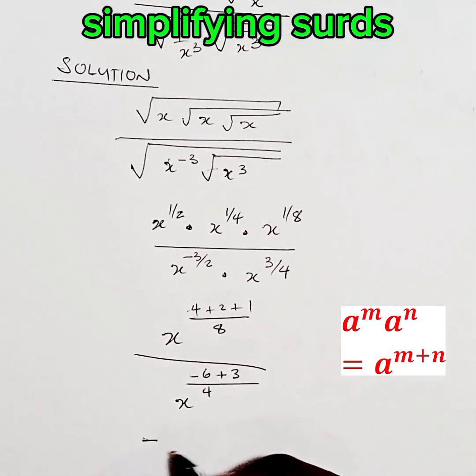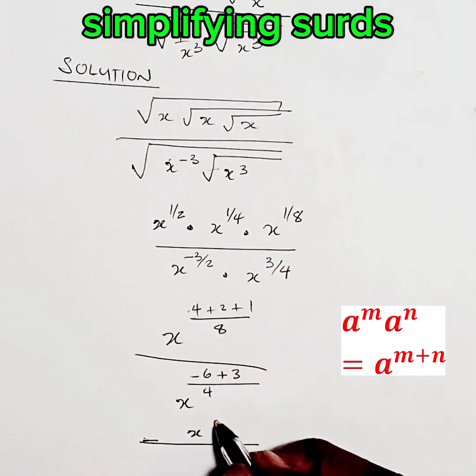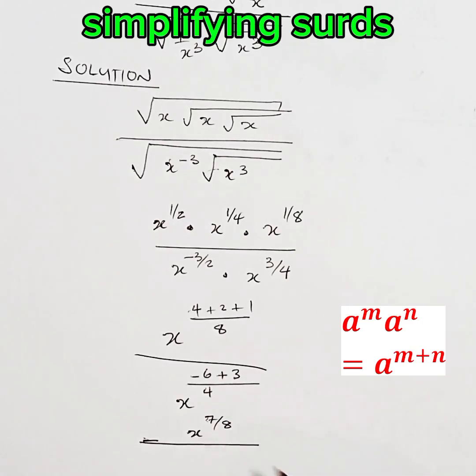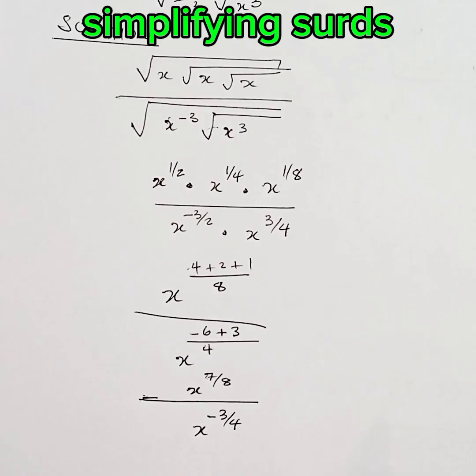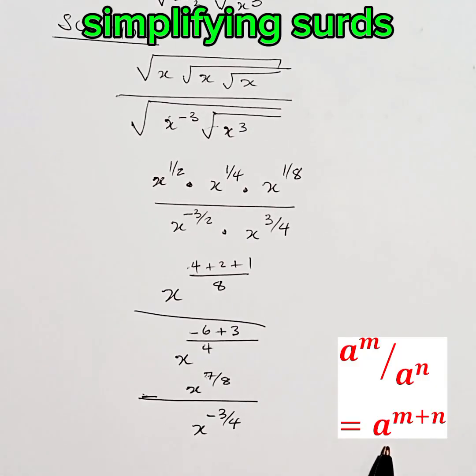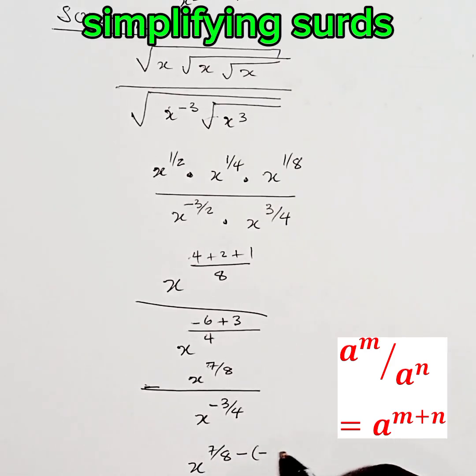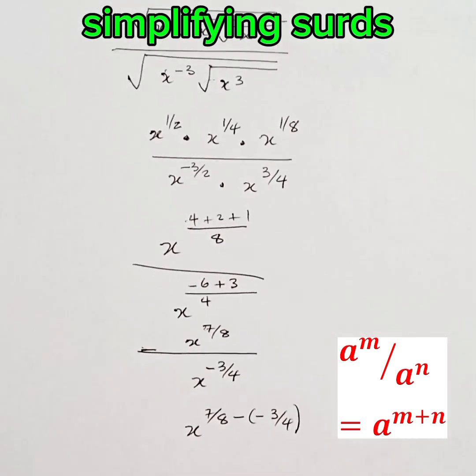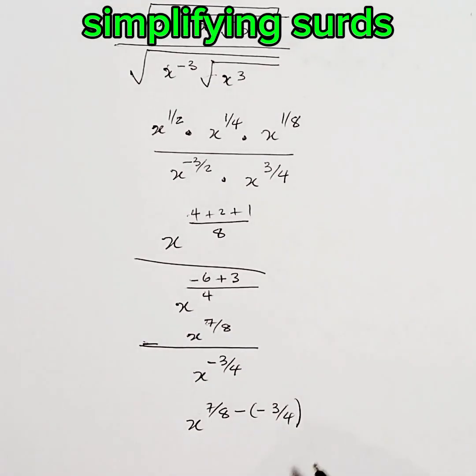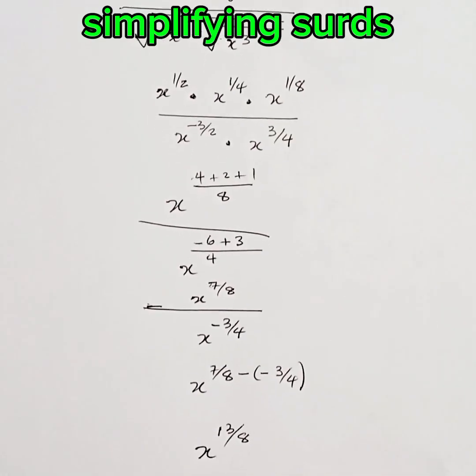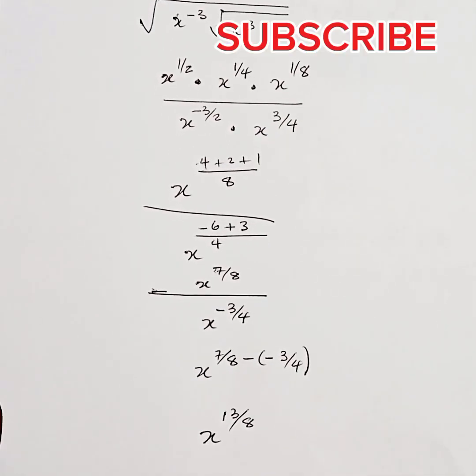That is going to give us x to the power 7 over 8 on top. And there I'm going to have x to the power minus 3 over 4, if I simplify what is here. And then I'm going to use again this law when we are dividing exponents with the same base. We are going to have x to the power 7 over 8 minus 3 over 4, like that. And if we add up everything here, we're going to get 13 over 8 on top of that x as a power.